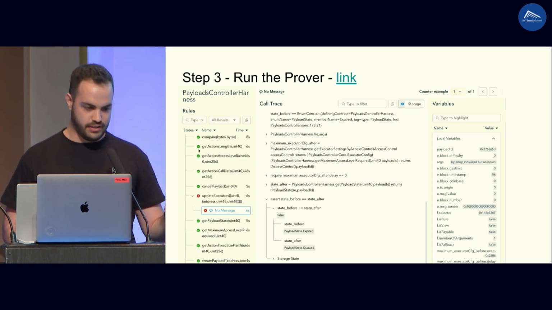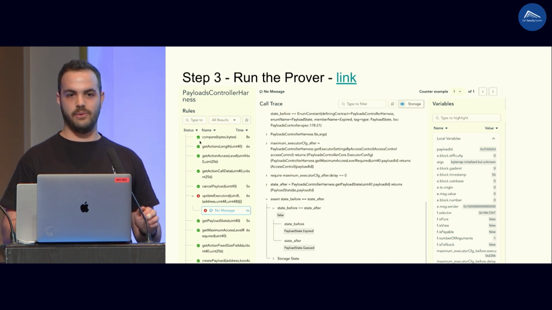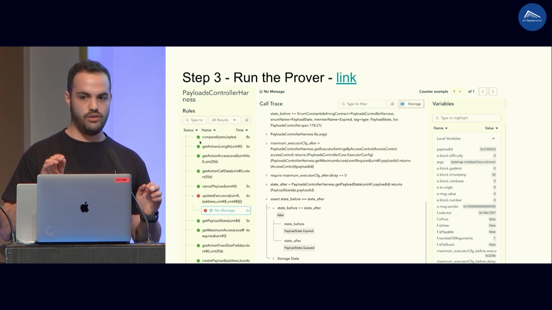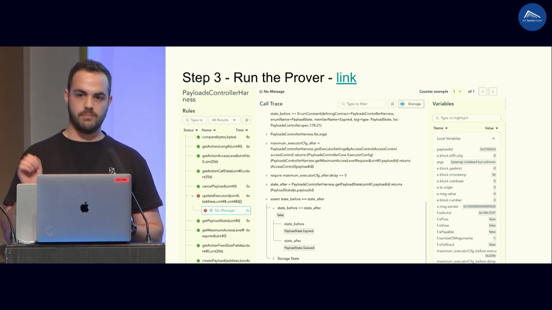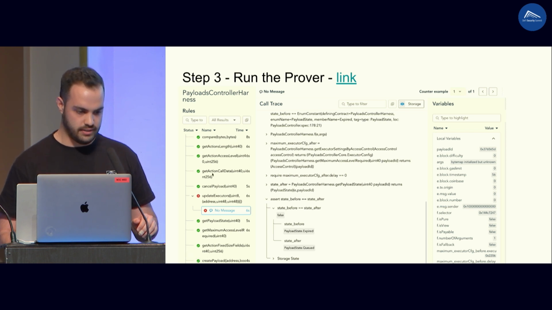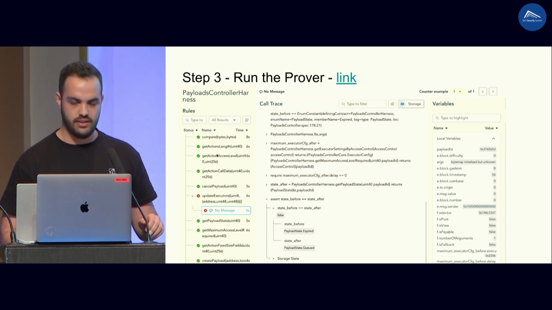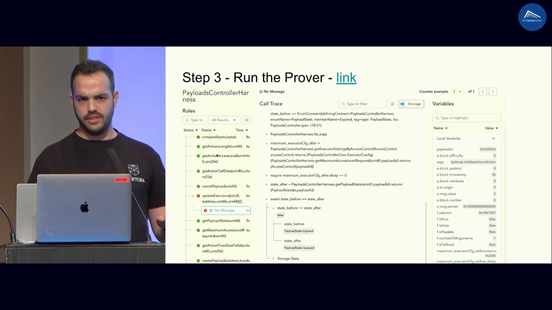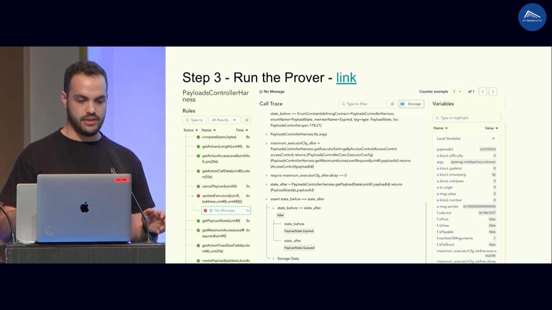For all of the functions that you see here that have a green check mark, it means that we were able to prove that no matter what initial state we had and what parameters we put into any of those functions, the cancel payload, the get payload state, any of those functions, no matter the input, the assert didn't break. But for the function update executors, the assertion broke.